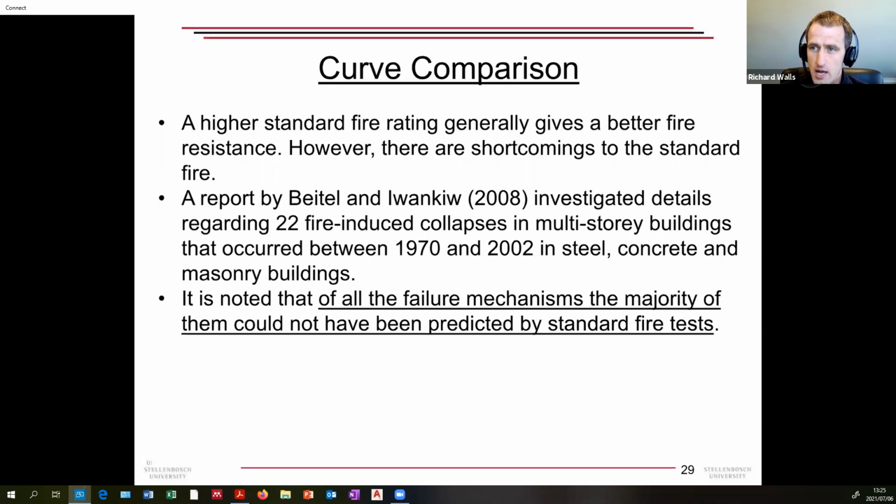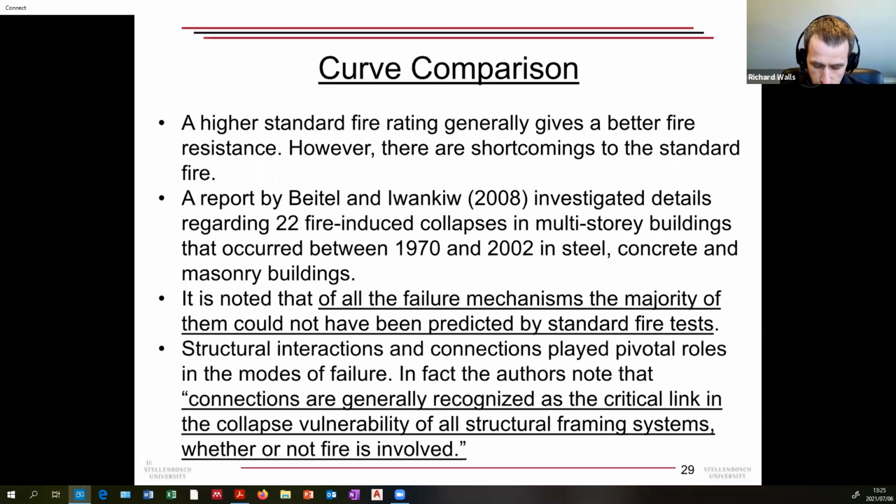World Trade Center 7 was a snapping of a connection causing pancaking. Structural interactions and connections play pivotal roles in the modes of failure. In fact, the authors note that connections are generally recognized as the critical link in the collapse vulnerability of all structural framing systems, whether or not fire is involved. If a fire breaks out in your building, the building comes down, chances are it's your connections that fail, yet we put 90% of our effort into putting paint on beams.